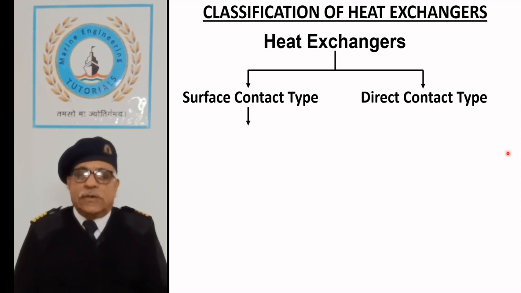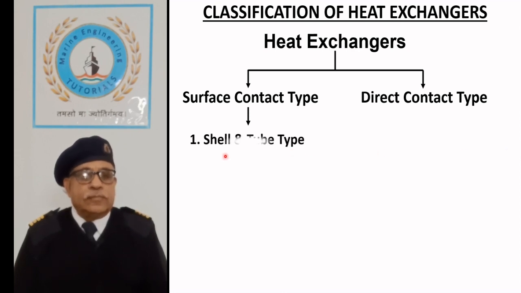Most of the heat exchangers on ship fall in the category of surface contact type, which can be further divided in following three categories. Shell and tube type. Shell and tube type heat exchangers are generally used for exchange of heat from liquid to liquid, as in case of coolers, vapor to liquid, as in case of condensers, and steam or thermal oil to other liquid, as in case of heaters.